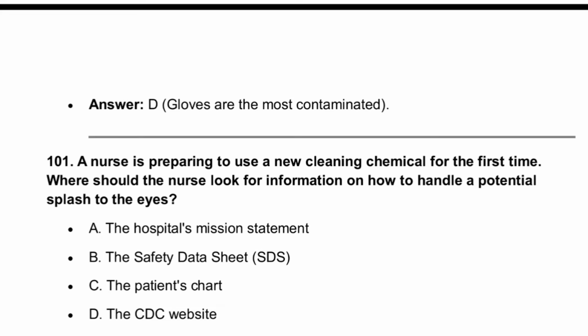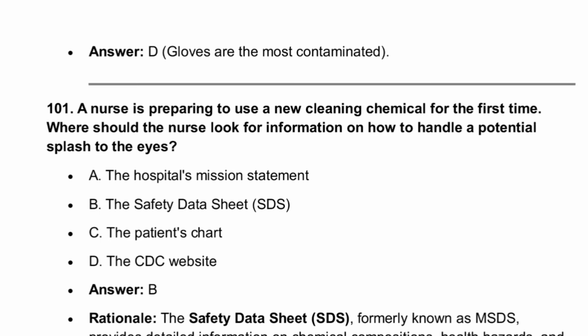চলো শুরু করা যাক। A nurse is preparing to use new cleaning chemical for the first time. Where should the nurse look for information on how to handle a potential blast to the eye? চলো অ্যান্সার করো। অ্যান্সার হচ্ছে বি, দ্য সেফটি ডাটা সিট। বুঝতে পারলে?